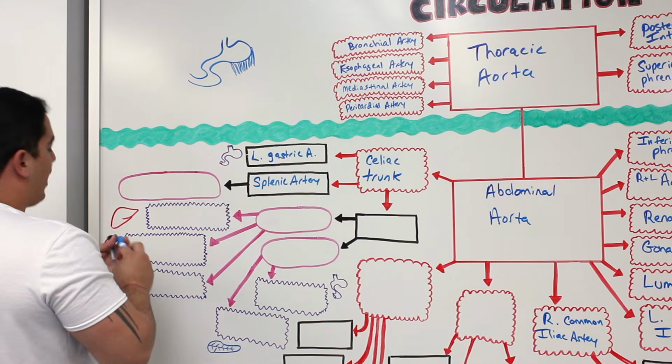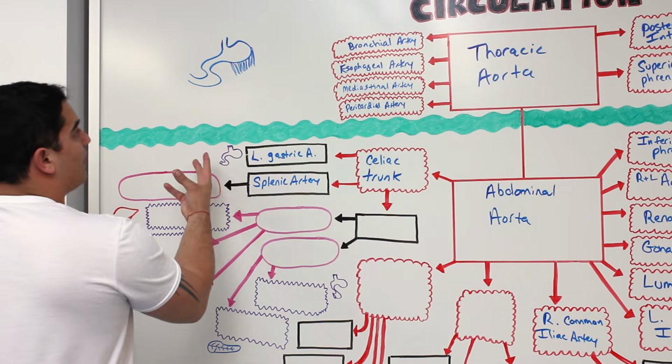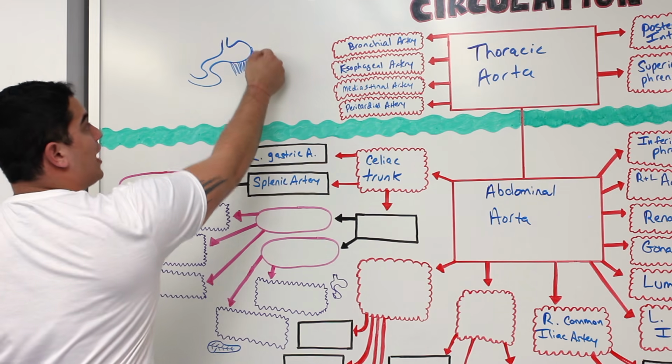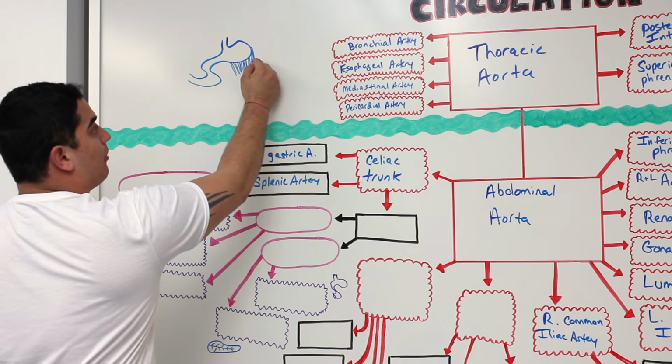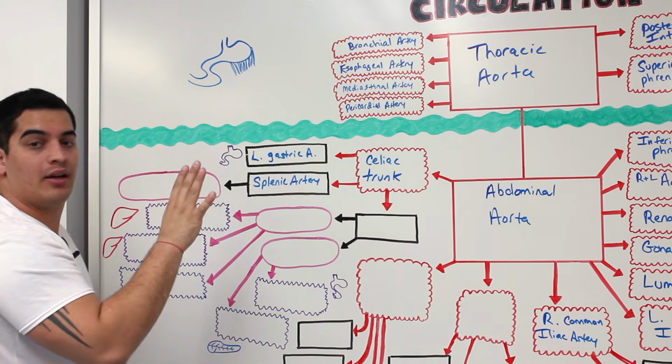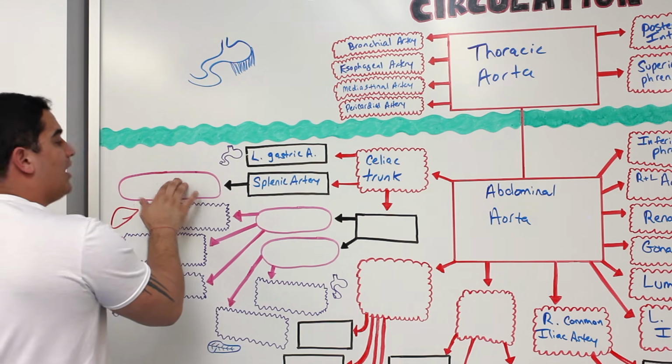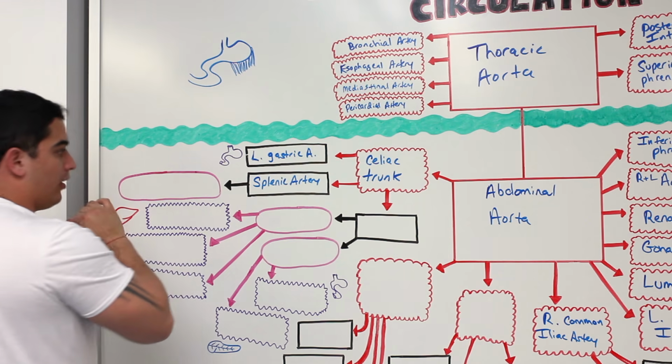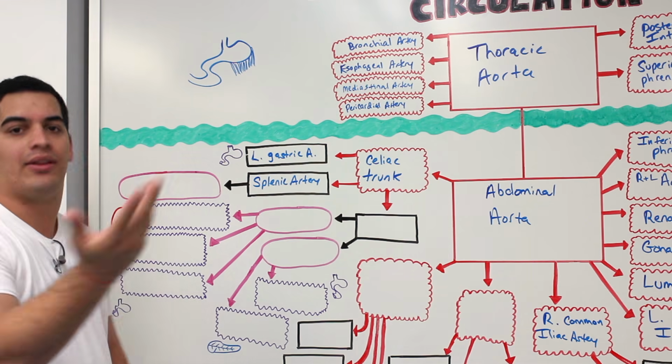Okay? Now what happens is this splenic artery gives off a branch that goes and supplies the omentum, the greater omentum, as well as some of the stomach. So that is called the left gastroepiploic. Sometimes they call it the gastroomental arteries too.